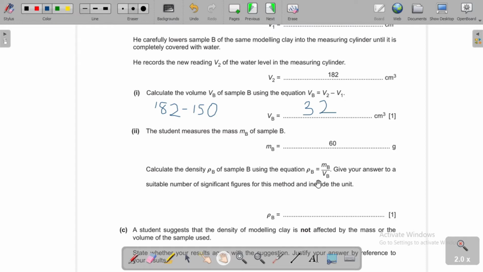What's the value of MB? MB is 60 and VB is 32. So it's a simple calculation, 60 divided by 32. And what's the answer? 60 divided by 32, we have 1.88.